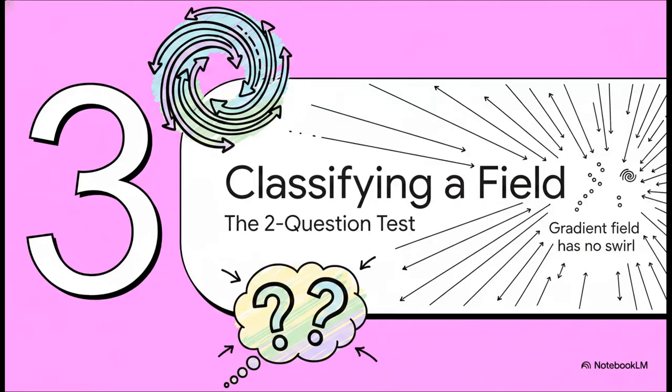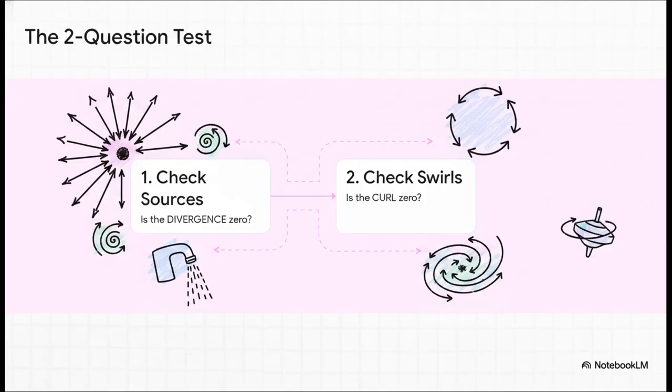Okay, quick recap. Golden rule 1, if it's all swirl, it can't have a source. Golden rule 2, if it comes from a potential, it can't have any swirl. These two facts give us everything we need to create our super simple, super powerful two-question test to classify any vector field. And here it is. It's just a two-step checklist.